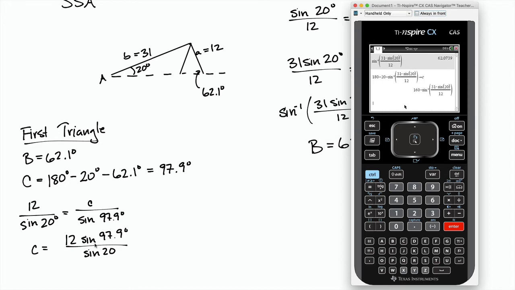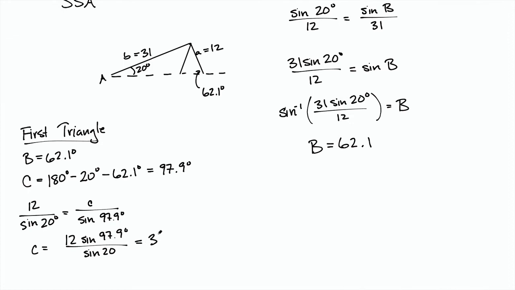Now I'm going to go ahead and type that. That's my angle, that 97.9 spot. So I've got 12 times the sine of that angle C, and then divided by the sine of the 20 degrees. Sine of 20. And that's my side length C, I'll round that to 1 decimal place, so about 34.8. And now I've solved that first triangle.